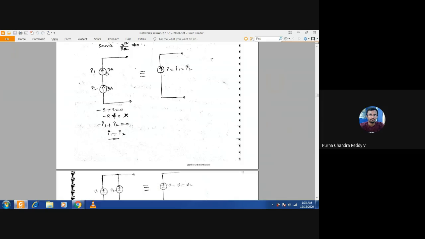Current sources are connected in series. The value of those current sources must be the same. Otherwise, it is a violation of KCL. Okay, so that's why it is invalid.